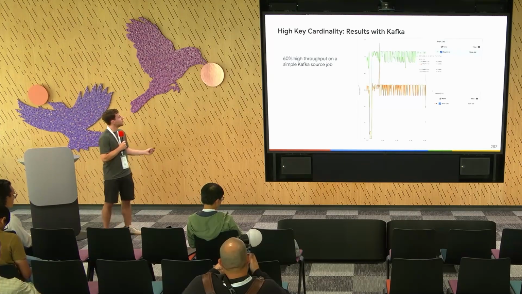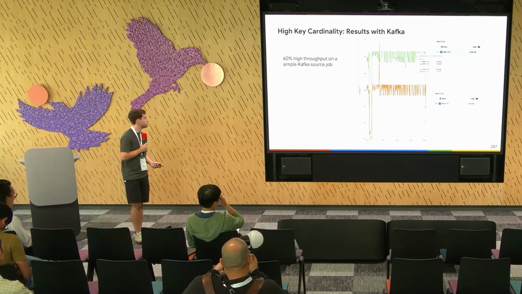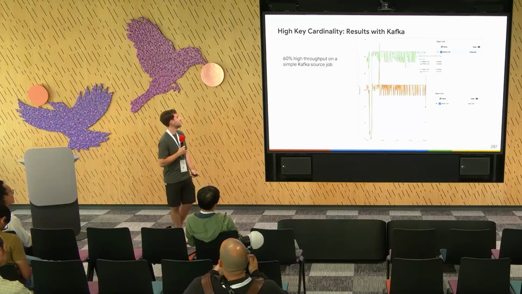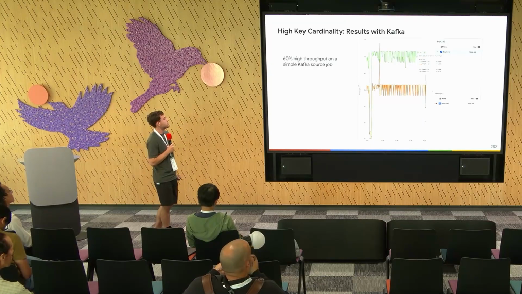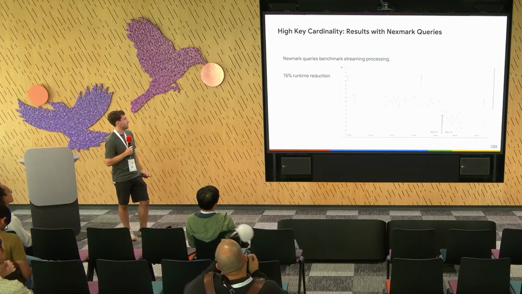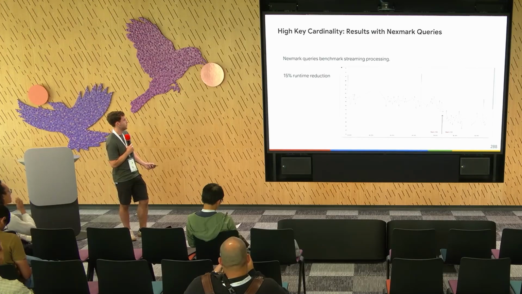To test that out, this is a Kafka job. And you can see the Beam 2.63 with those improvements process 60% higher throughput. Doing some additional testing, Nexmark queries are one way to benchmark streaming jobs, and we saw a 15% runtime reduction with those as well.